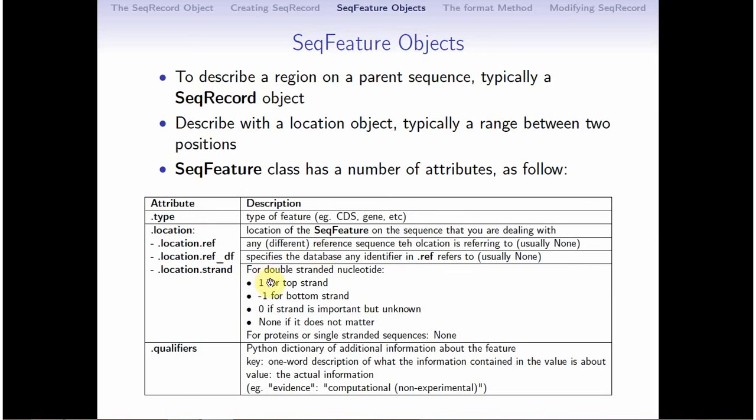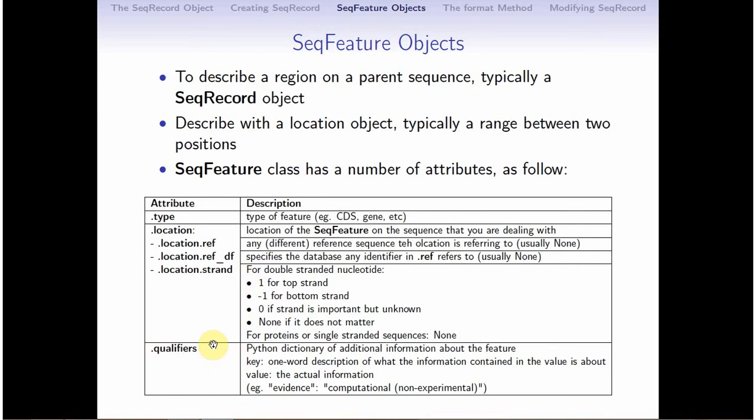Because you know that DNA sequences come in base pairs, so double stranded. For a double stranded nucleotide, what it will tell you about the strand is: if it's 1, it refers to the top strand. -1 refers to the bottom strand. 0 means that the strand is important but unknown. None means it doesn't matter. For protein and single stranded sequences, it will be None if you look at this attribute.